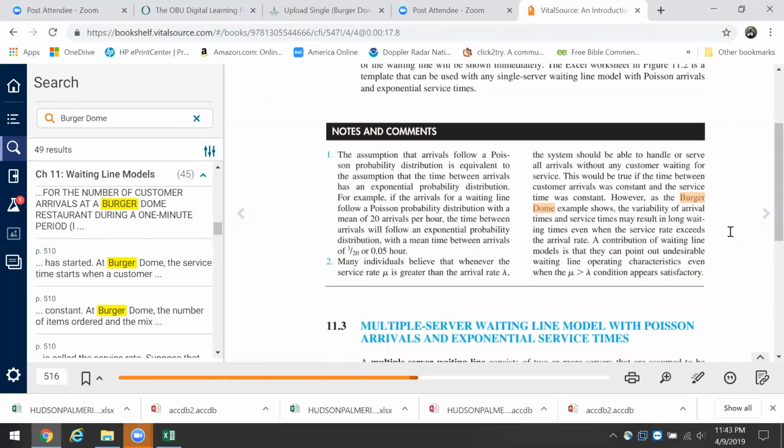And they give us some notes and comments in terms of some of our assumptions. For example, if we assume a Poisson probability distribution, then we assume that the time between arrivals has an exponential probability. And notice what they tell you. For example, this is in the notes and comments, if the arrivals for a waiting line follow a Poisson probability distribution with a mean of 20 arrivals per hour, the time between arrivals will follow an exponential probability of 1 over 20, or 0.05 per hour.